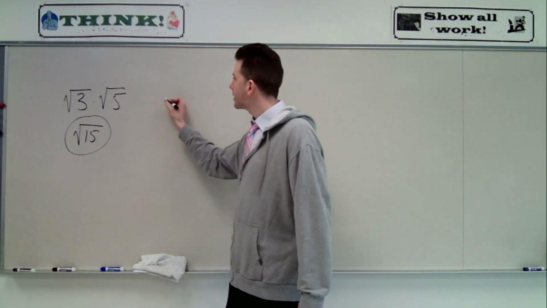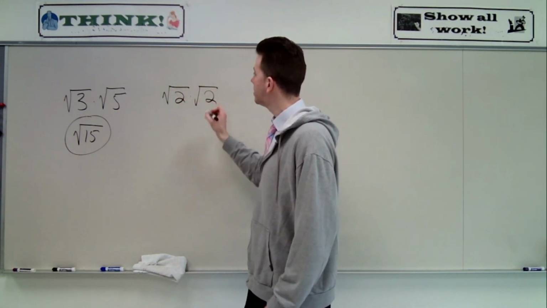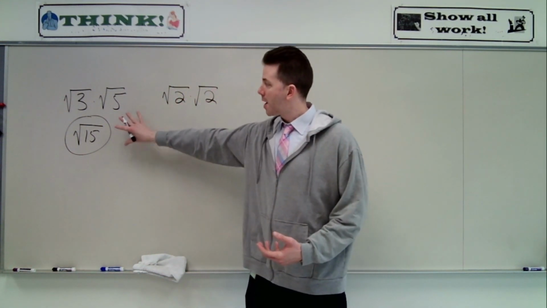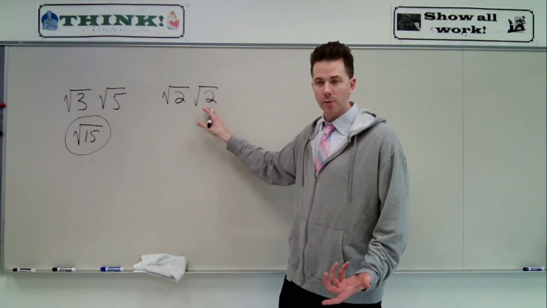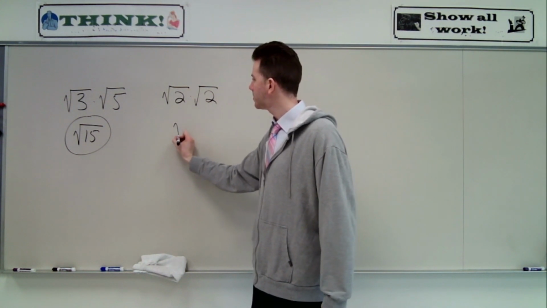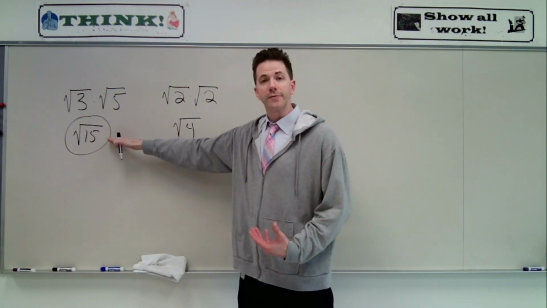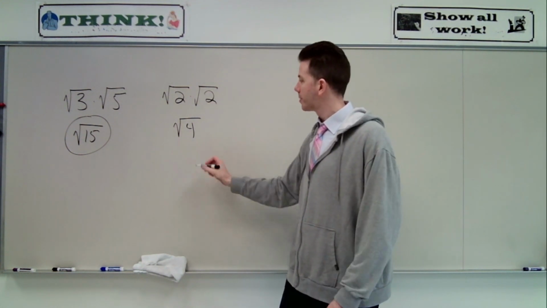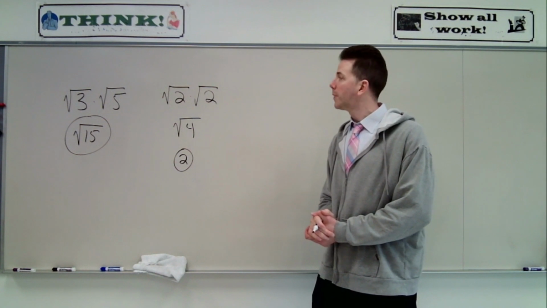If we look at a problem like this, the square root of 2 times the square root of 2, similar to the first problem, we know that we're allowed to multiply what's inside the radical with what's inside the radical. So we know that 2 times 2 is equal to 4. This one, however, unlike the first one, we can simplify. The square root of 4 is going to be equal to 2.